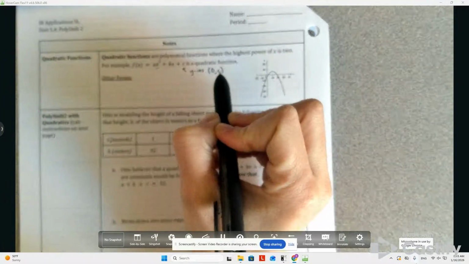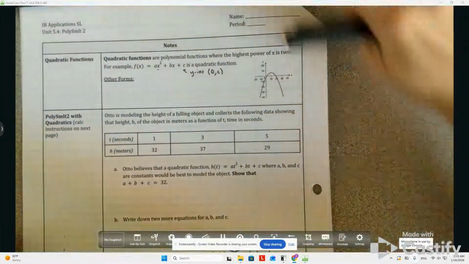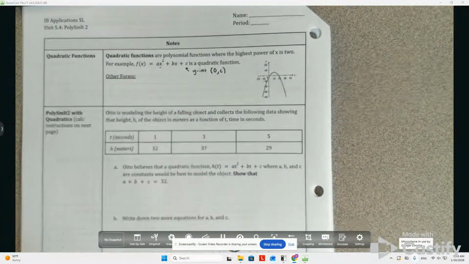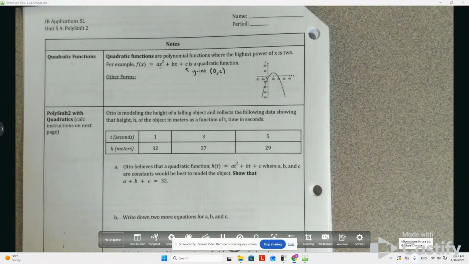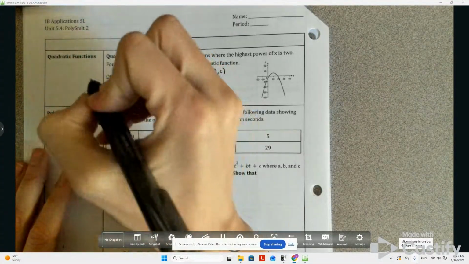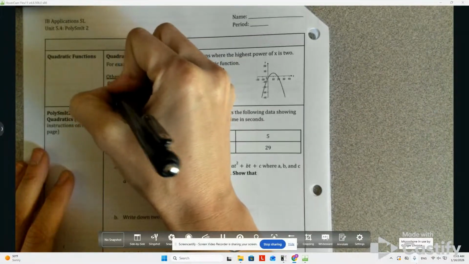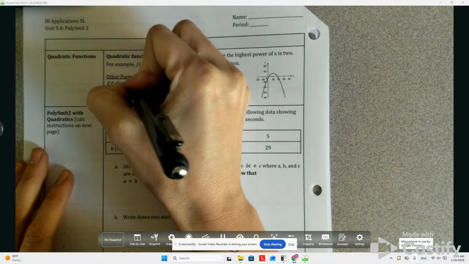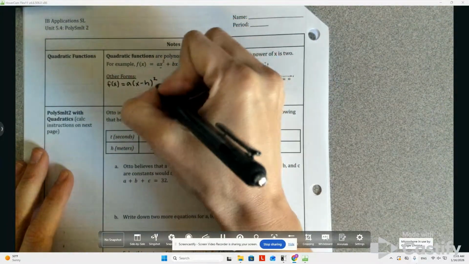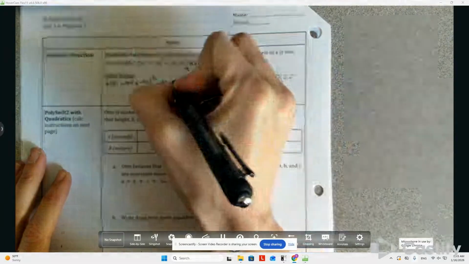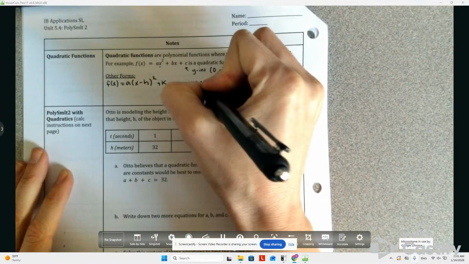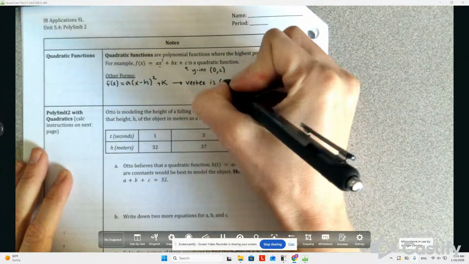And the standard form for quadratics is this right here, ax squared plus bx plus c, where c is the y-intercept, or the point (0, c) is the y-intercept. That is not the only form of quadratics. We have some other ones too. For example, we've got the form f of x equals a times (x minus h) squared plus k. And when we have that, that's vertex form. So the vertex is (h, k).